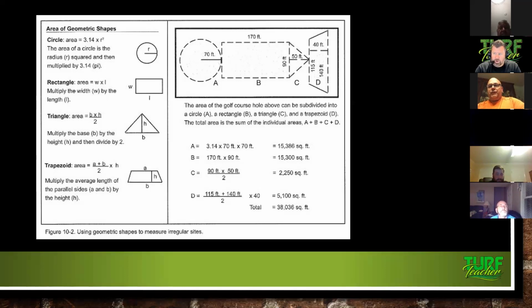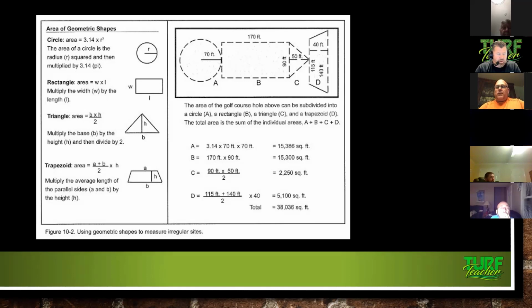And so with the circle, we know that it's pi r squared, 3.14 times radius squared. Pi is 3.14. It's the constant. And that's how we're going to find the area of the circle. And so here, the T box we've got for our circle, we got a radius of 70 feet. And so we're saying pi, or 3.14 times 70, the radius squared, we've got a T box of around 15,386 square feet.